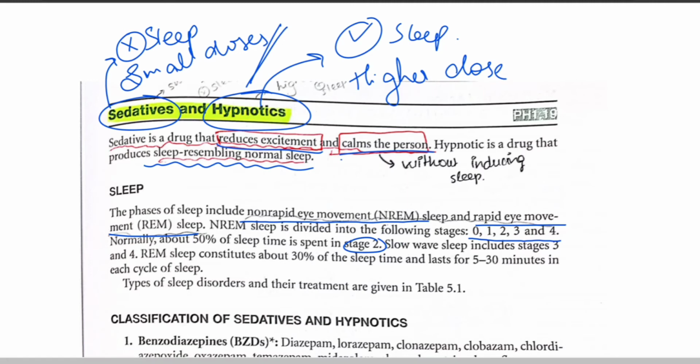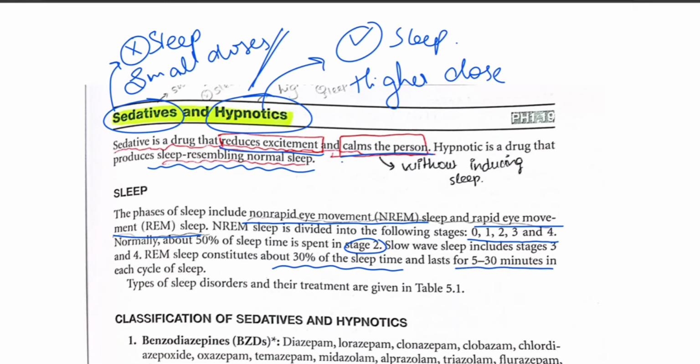The REM sleep constitutes about 30% of the sleep time and lasts for about 5 to 30 minutes of each sleep cycle, where you remember all your dreams. Your brain activity will be more, your breathing rate and heart rate will be increased, and you'll be able to recollect the dreams you have in this rapid eye movement sleep.